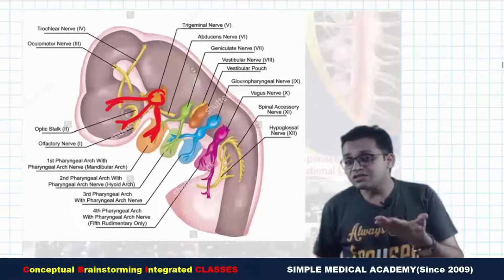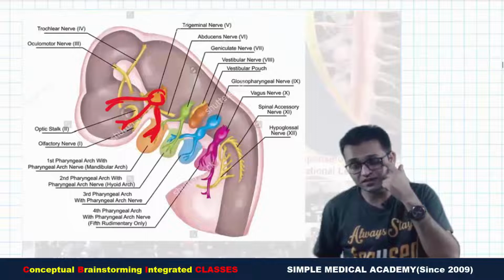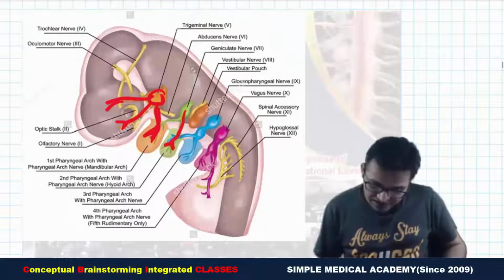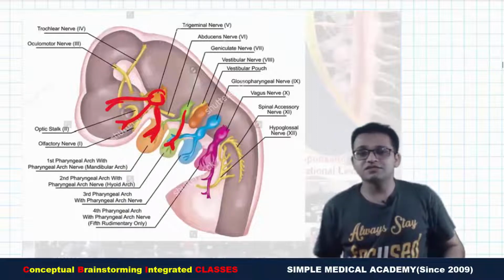Now the sixth nerve, you can recall, is busy in the eyeball. So the next nerve is the seventh nerve. Can you see the seventh nerve is getting developed within the second arch? So the nerve of the second arch, your answer is the facial nerve.